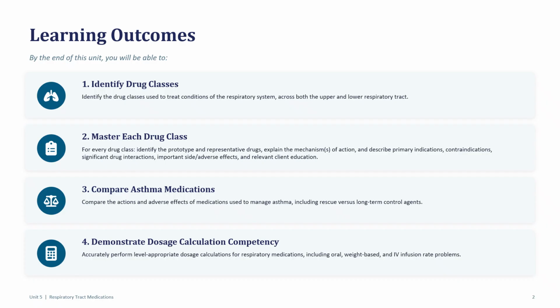So these are your learning outcomes, and you can go through and read those on your own and understand what this presentation is talking about. But ultimately, we're going to be identifying classes of medications, mastering each of those classes, comparing asthma medications, and then, as always, we're going to do some dosage calculation because that will be on every assessment.